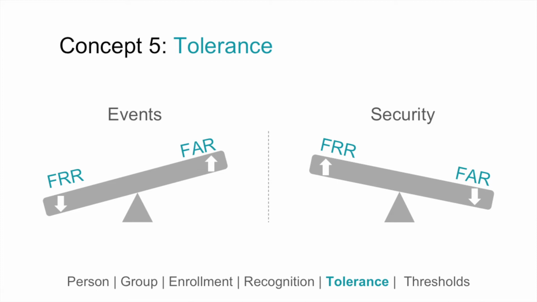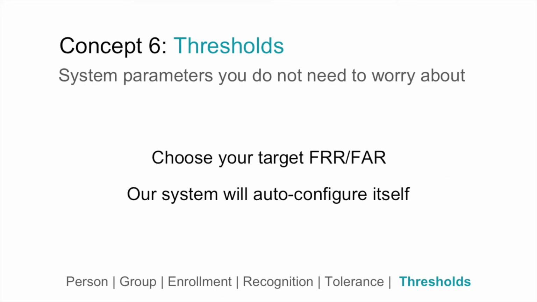For event applications, it is better to keep the false rejection rate low to improve convenience and user experience. For security applications, where it is important to be cautious with who gets through the door, it is important to keep the false acceptance rate low.